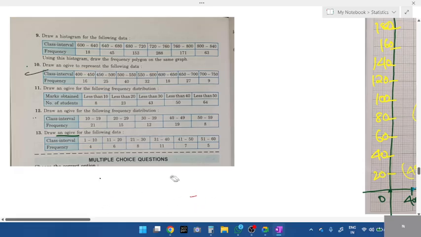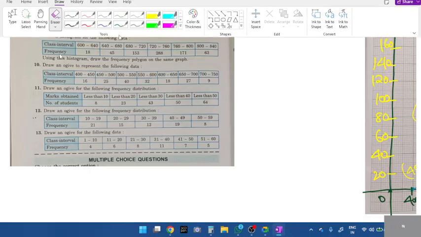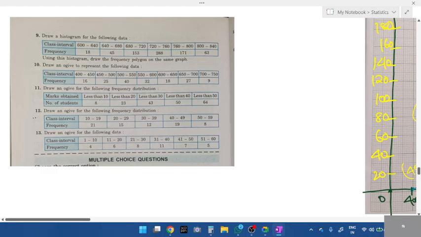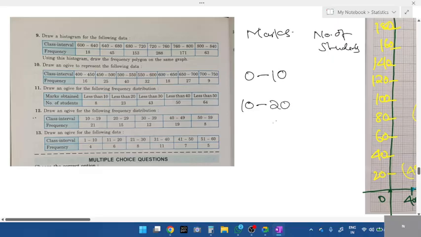Then you have the third type of question, that is the 11th one. See, in the 11th one, the tricky part is that less than 10 is given, students. How do you take less than 10? Less than 10 means you have to take from 0 to 10, and you have to make it continuous. Less than 20 means 10 to 20, then 20 to 30, 30 to 40, 40 to 50.